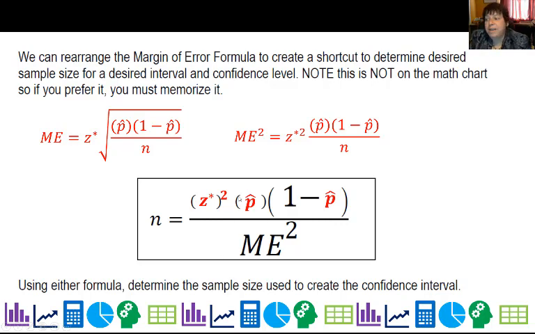So you might find this handy. You might want to go ahead and write it on your 3x5 card for when you're studying, when you need to determine sample size. But again, remember, it's not on your math chart. If you intend to use this on the AP test, you must memorize it.